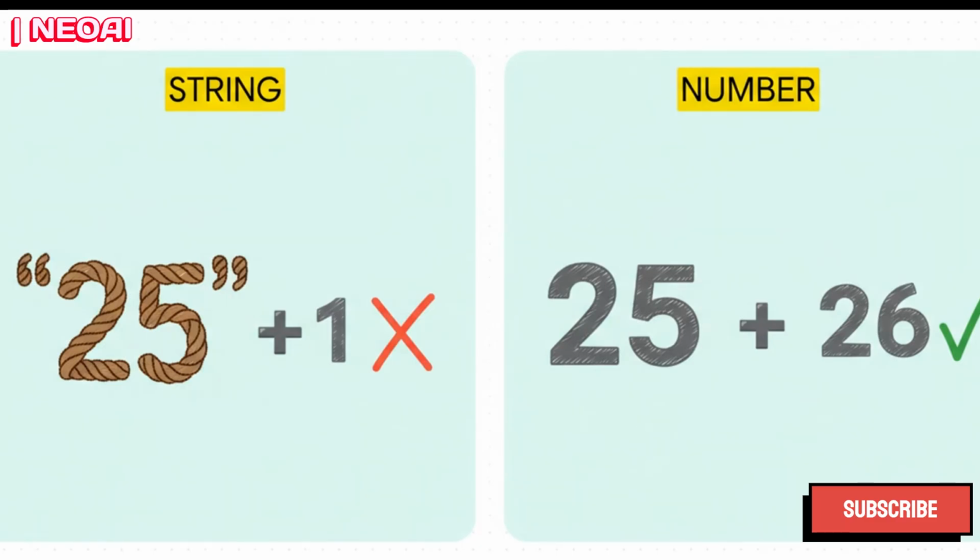Just look at this. To our eyes, 25 and 25 look identical, but to a computer, they are fundamentally different things. The one on the left, with the quotes, that's a string. It's just the characters 2 and 5 sitting next to each other. The one on the right is a true number, an integer. You can do math with that one. You can't with the other.